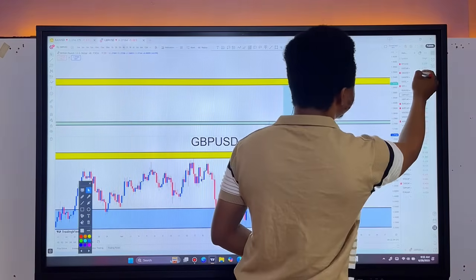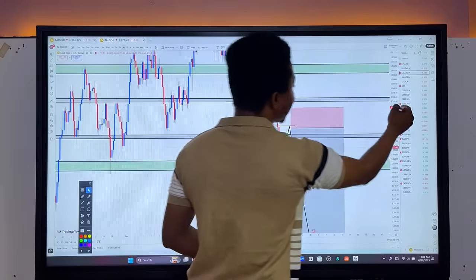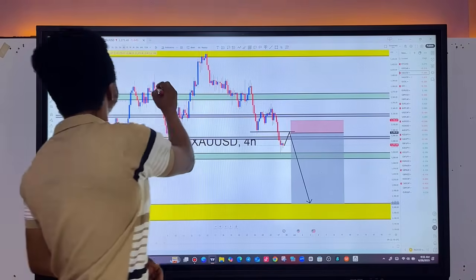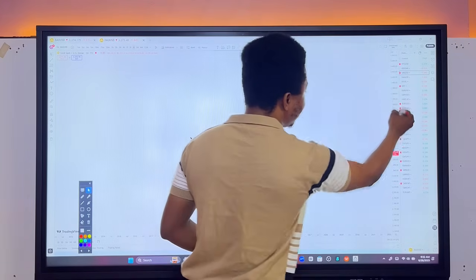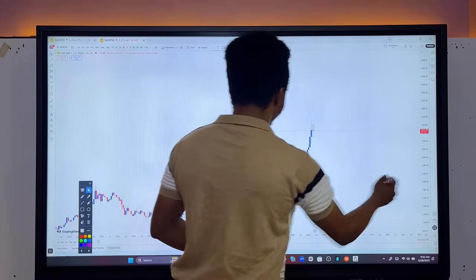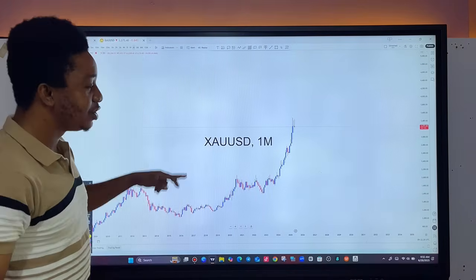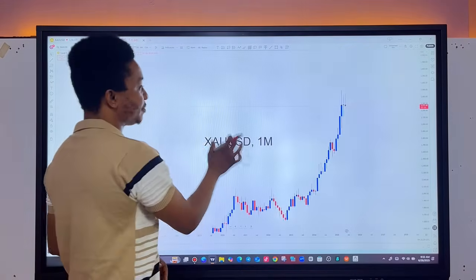All right, so the next pair on the list is going to be gold. For gold, we are also going to begin the analysis on the weekly time frame. Let me go all the way to monthly first, and I'll show you guys something that I'm seeing on the monthly time frame on gold. Before I even go to the weekly time frame to start from there, let's look at what the monthly is telling us.